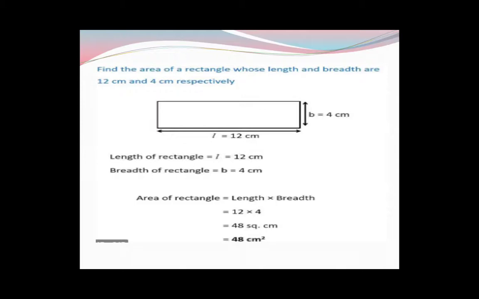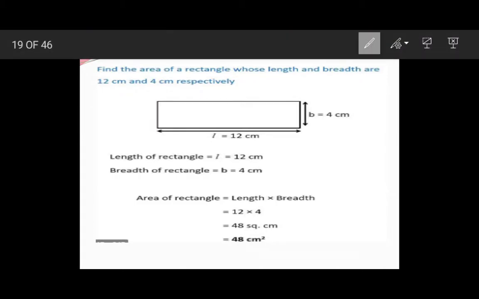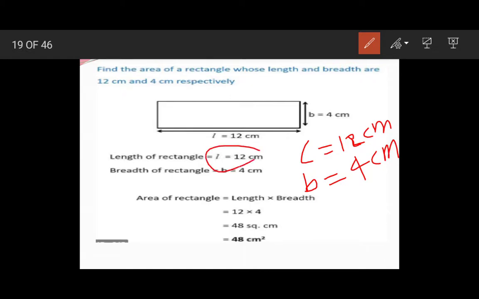Now let's see an example. Find the area of a rectangle whose length and breadth are 12 cm and 4 cm respectively. So what is given? L is given as 12 centimeter and breadth B is given as 4 centimeter. Okay, L is 12 centimeter and breadth is 4 centimeter.